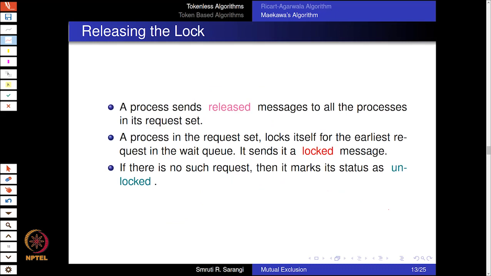Releasing the lock. Once a process is done, it sends release messages to all the processes in its request set. A process in the request set locks itself for the earliest request in the wait queue and sends it a locked message. If there is no such request, it marks its status as unlocked. So this part is easy, and this was there in Lamport's algorithm as well.